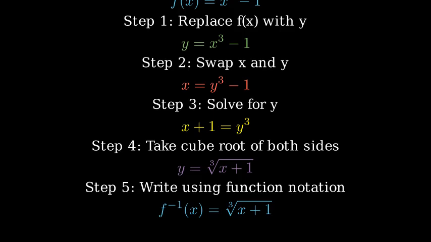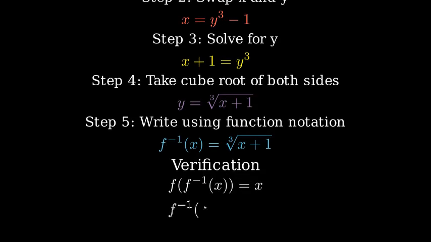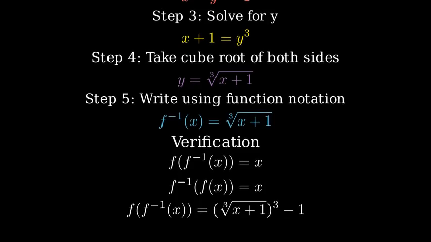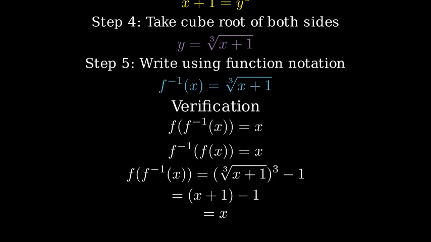Now, let's verify that this is indeed the inverse function. To verify, we'll check that f(f⁻¹(x)) = x and f⁻¹(f(x)) = x. Let's check f(f⁻¹(x)) first. We substitute f⁻¹(x), which is the cube root of (x + 1), into f(x), which is x³ − 1. When we simplify this, the cube and cube root cancel out, leaving us with x.